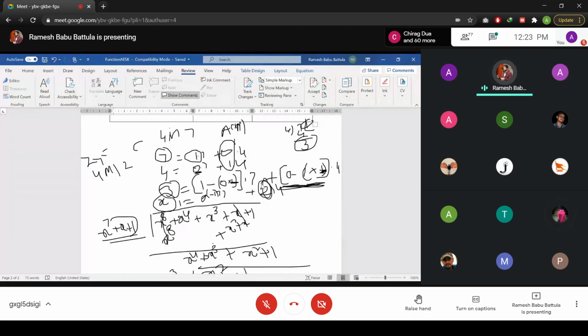This is the multiplicative inverse value of this 4. So you need to stop here. Whenever you receive 1 here, you stop the process and find the corresponding auxiliary value at this place, and you declare that as the MI value, the multiplicative inverse value.